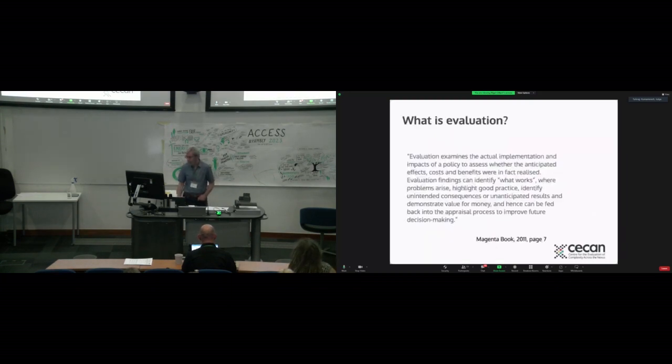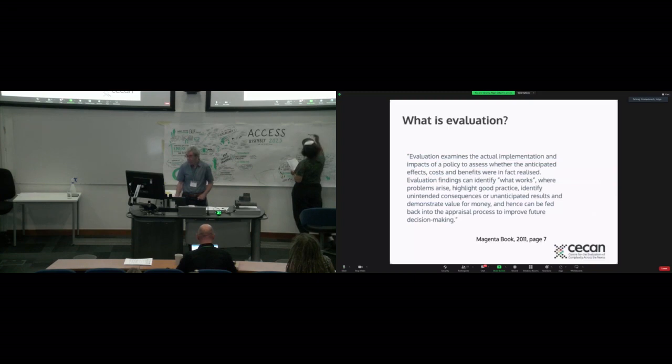Okay, so what is evaluation? We better start off by defining that. I won't read out that long text, but that is the official definition of evaluation. And as you can see, it emphasises looking at the actual implementation and impacts of policy. It talks about the effects, costs and benefits that were realised as a result of that policy, and also a demonstration of value for money. And those are the kinds of things that the government is interested in when it comes to policy evaluation.